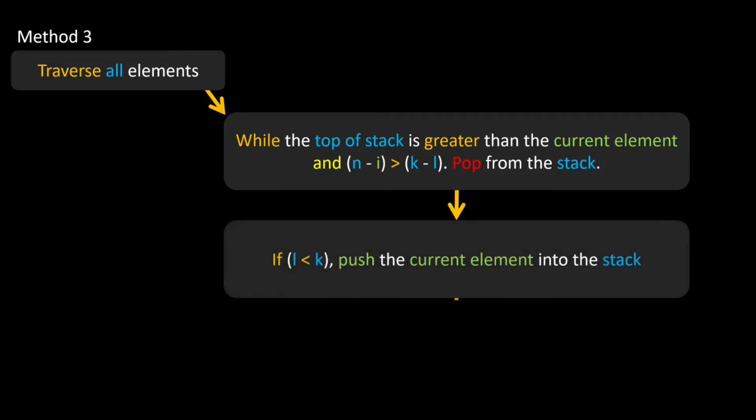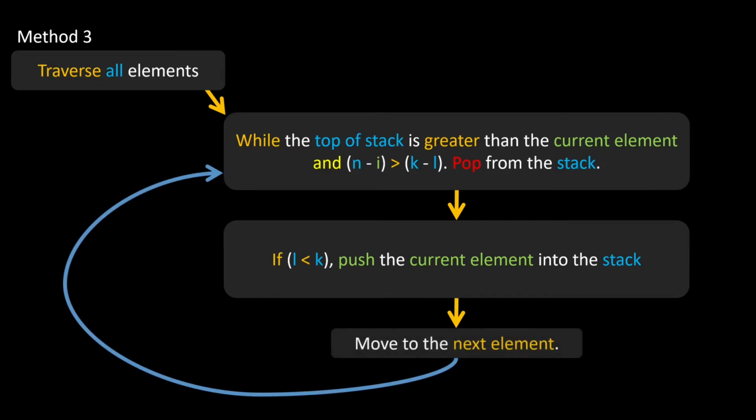Next, if the size of the stack is less than k, we push the current element into the stack. If the size of the stack has already reached k, we have no need for pushing the current element into the stack. And then we continue traversing.